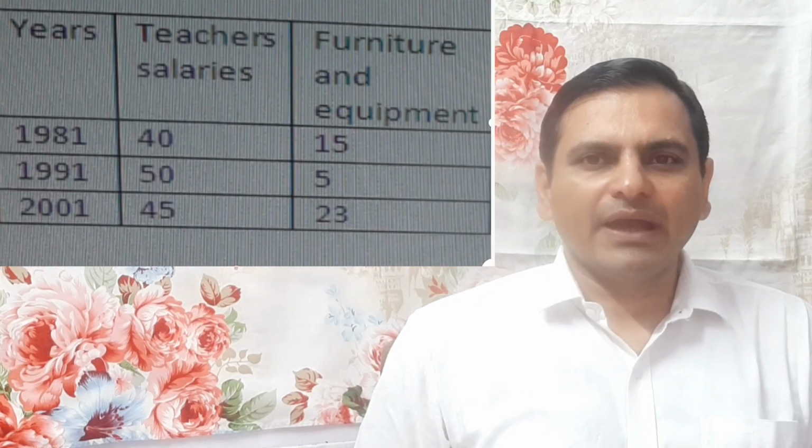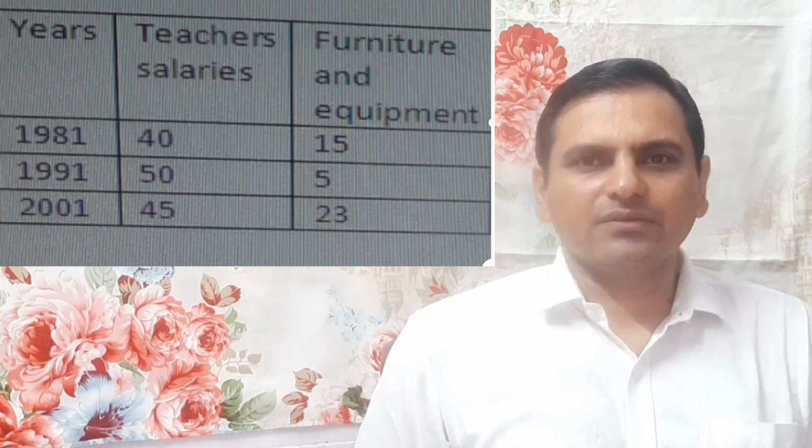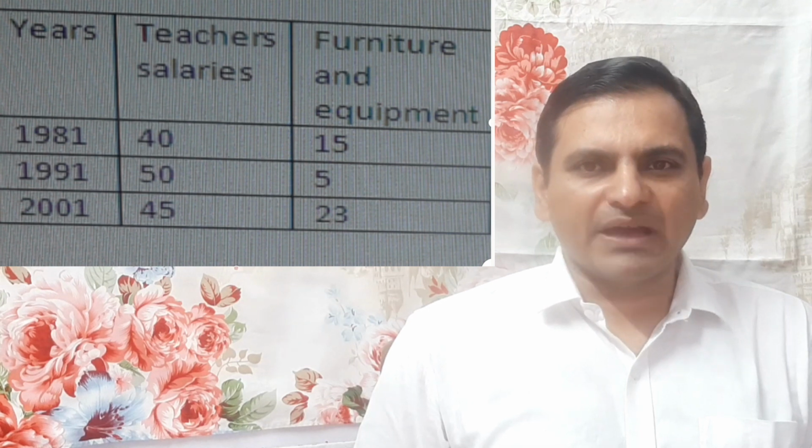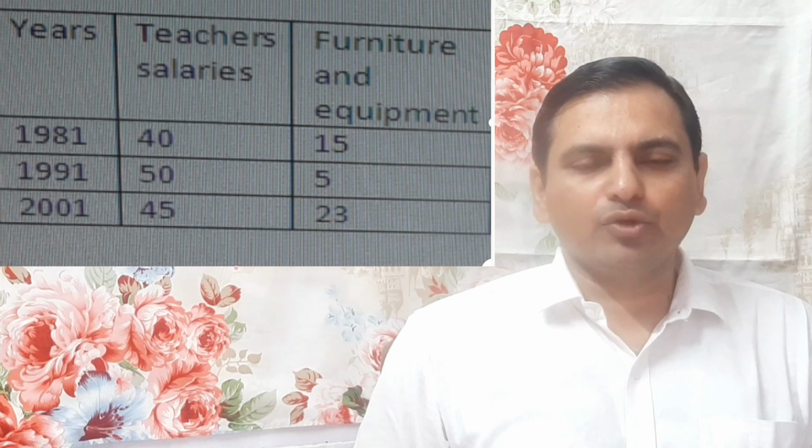Now we have to see on which category the income has been spent the highest and on which category the income has been spent the lowest. Behind me on the screen, you can see a table. This is rough work which you can also do for a pie chart. For every pie chart, I would recommend you make a table, which will make things easy for you.